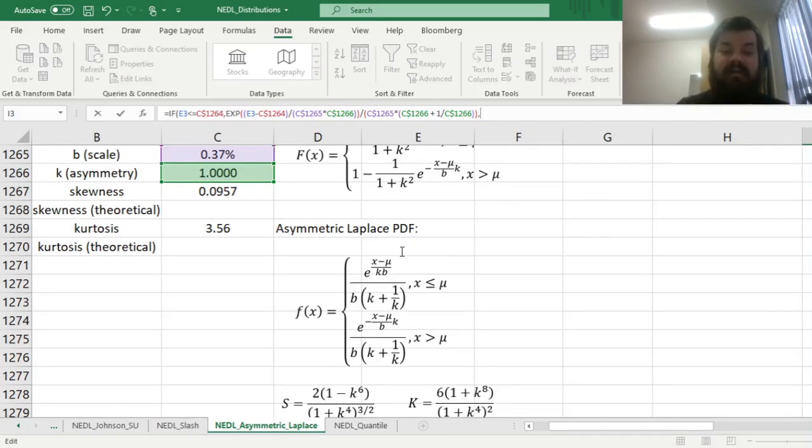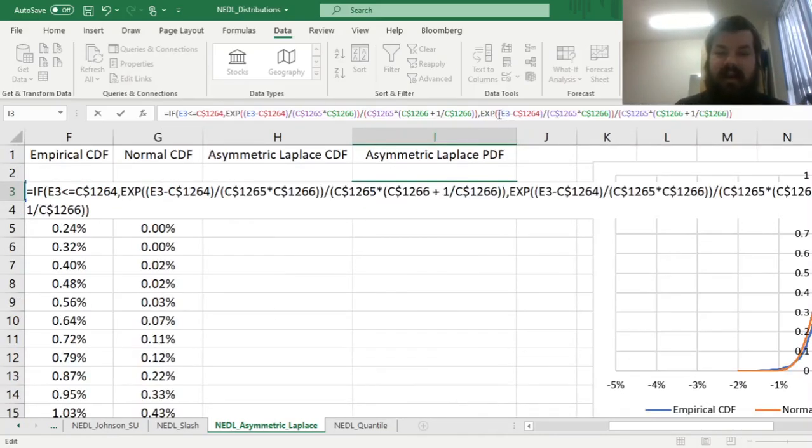For the right-hand side of the distribution, we can again copy this exponent function and tweak it slightly. Tweaking it slightly, we can input a minus sign in front of x minus mu over here. And again, here in the exponent function, we need to get rid of these parentheses to make sure we're multiplying by our symmetry parameter instead of dividing by it. And that's pretty much it for the probability density function of asymmetric Laplace.